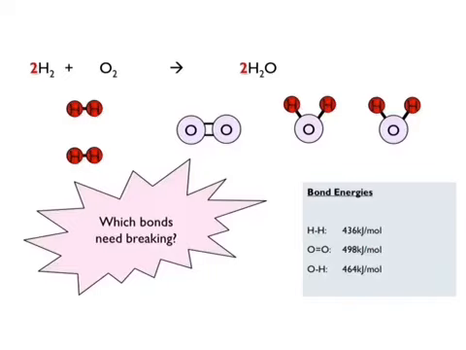To look at this, we need to think about which bonds need breaking. The bonds that need breaking in order to form our H2O will be this bond between the hydrogens and this bond between the oxygens. So we have got these two bonds and this double bond that need breaking before we can form our new bonds.